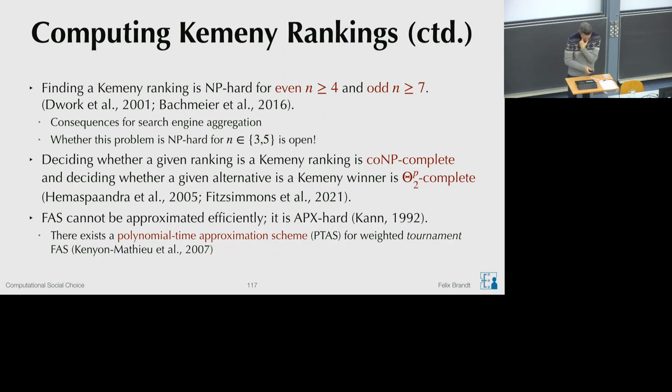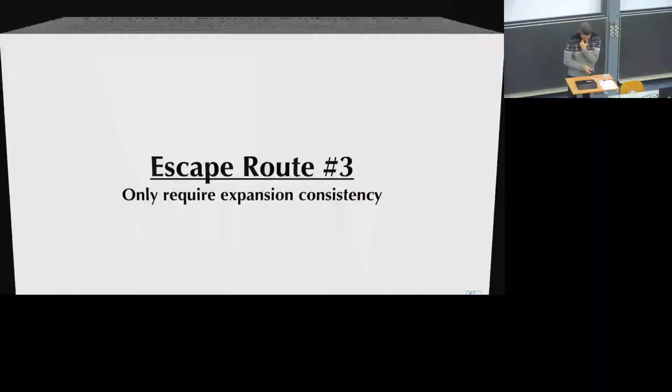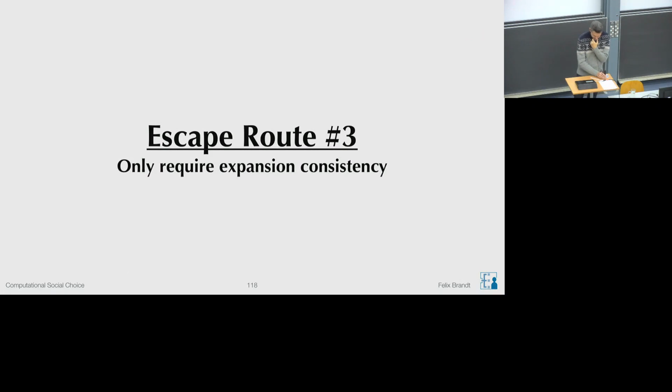All right, so this concludes everything that I wanted to say about Kemeny's rule, a very appealing social preference function. And after the break, we are going to continue with the next escape route. And there, the function that we are going to talk about, at least at first, is called the top cycle.